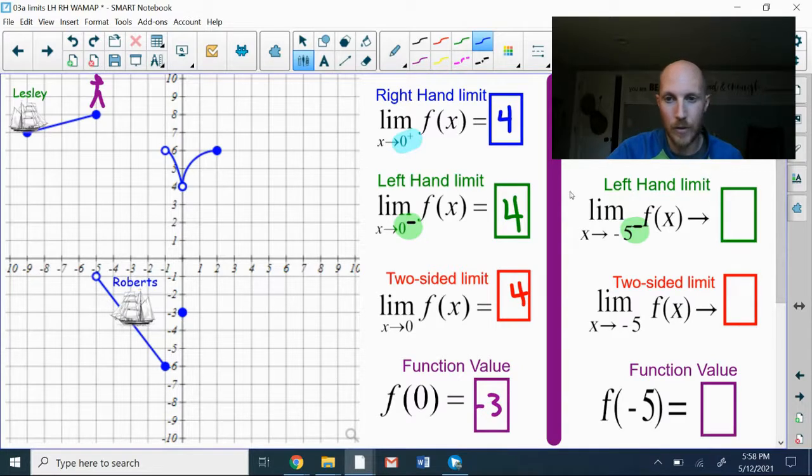In green, the little minus sign tells us the left-hand limit. So Dread Pirate Leslie sailing along this chunk of graph that will lead him towards an x coordinate of -5. And it sure looks like he's sailing right for that height of 8.